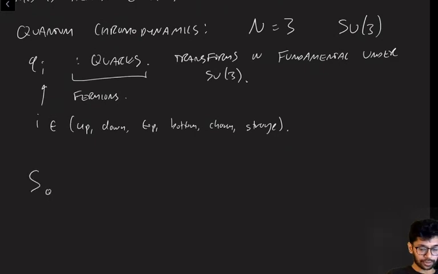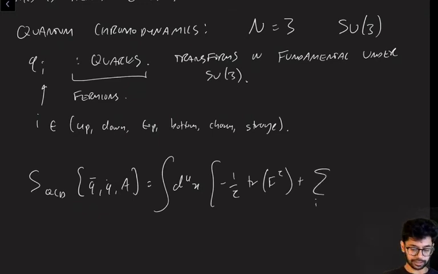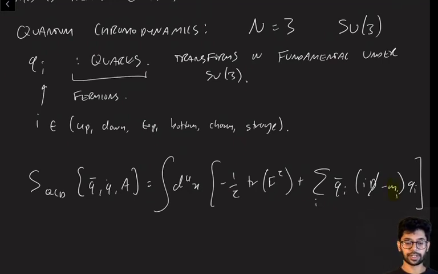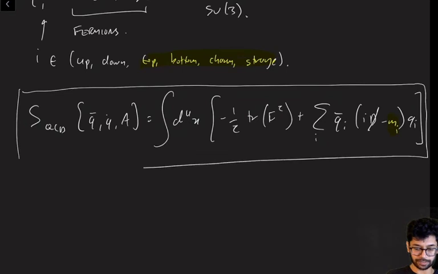The full action for QCD then takes the following form. S_QCD is a function of Q bar, Q and the non-abelian gauge field. It's the integral d4x of minus 1/2 trace of F squared plus the sum over all the different kinds of quarks, Qi bar (i D slash minus m) Qi. Each of the quarks has a different mass, and you can look up what those masses are. They're pretty much very heavy except for the up and down ones, which are the everyday kinds of quarks. And that's it. This is the action of the famous theory of the strong interactions, QCD.